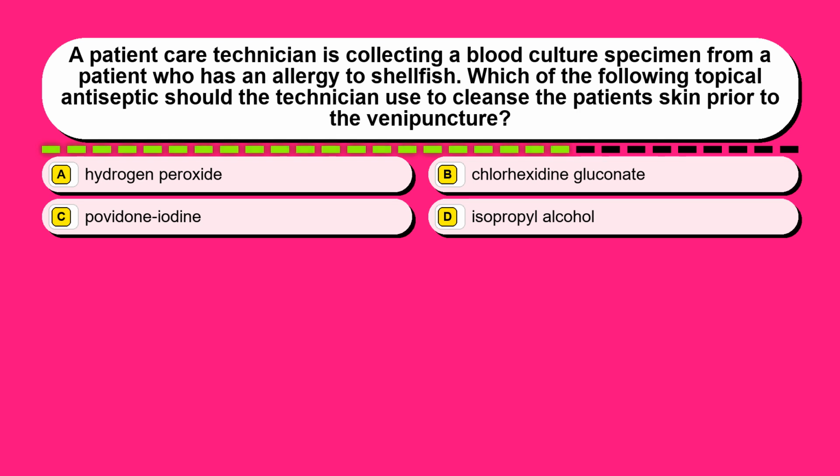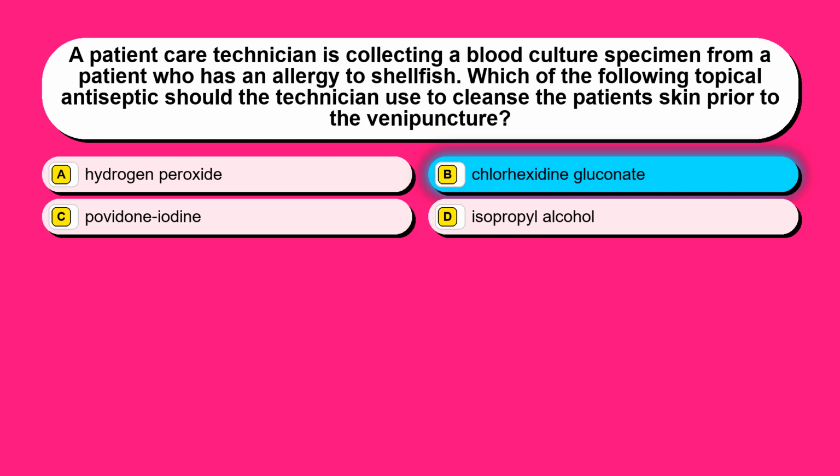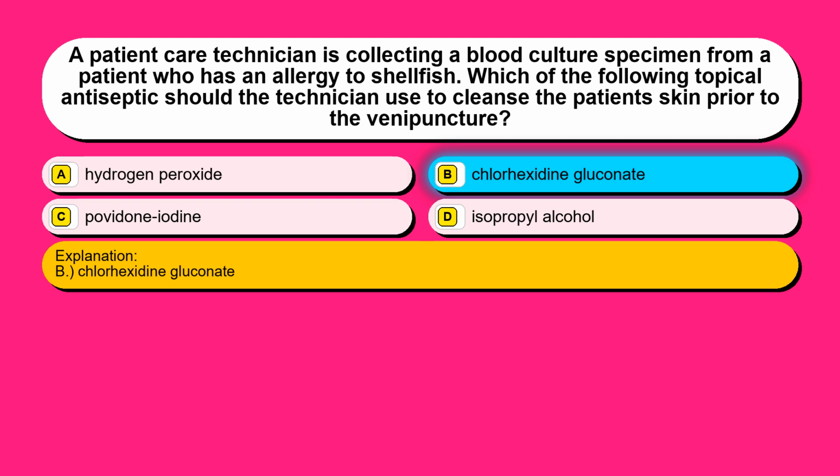Question 61. A patient care technician is collecting a blood culture specimen from a patient who has an allergy to shellfish. Which of the following topical antiseptics should the technician use to cleanse the patient's skin prior to the venipuncture? Option A, hydrogen peroxide. Option B, chlorhexidine gluconate. Option C, povidone iodine. Option D, isopropyl alcohol. The correct answer is option B, chlorhexidine gluconate.